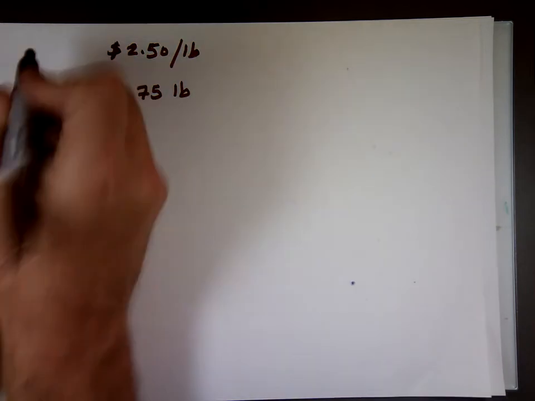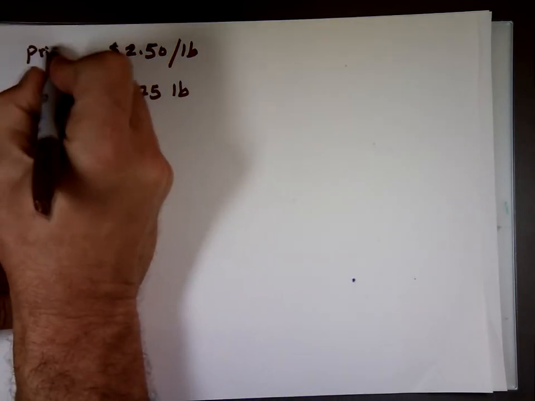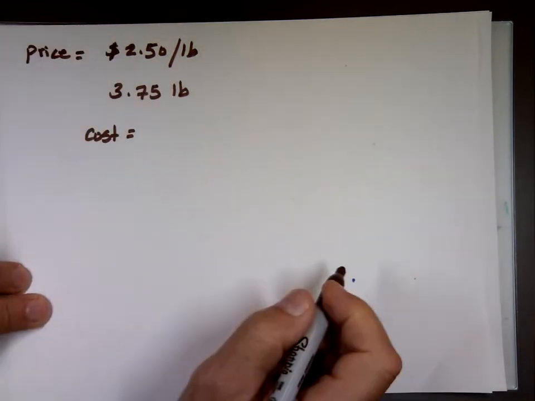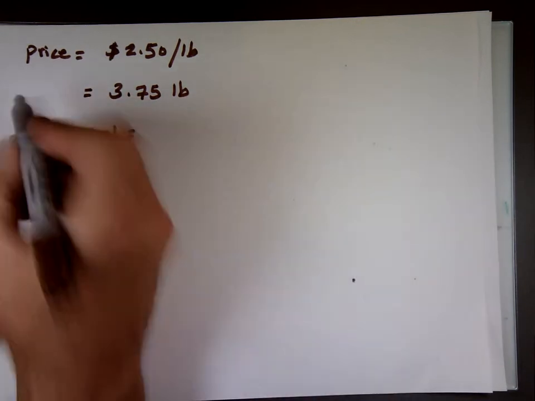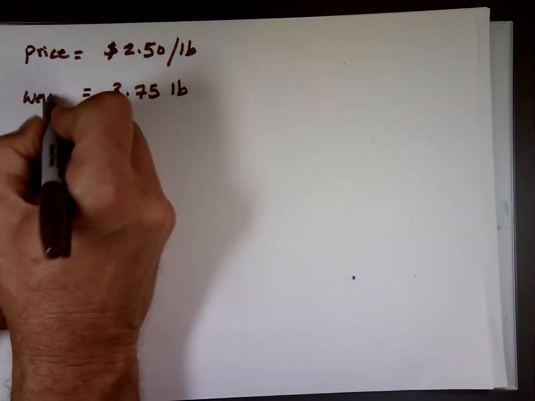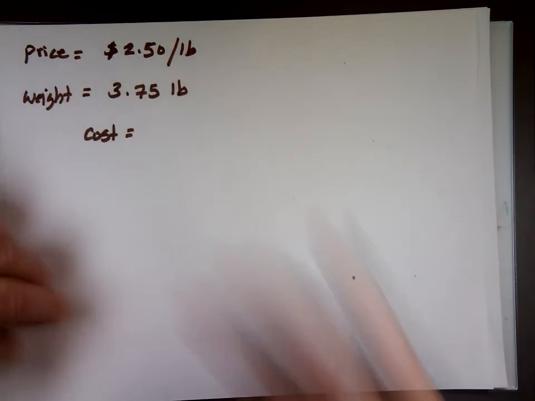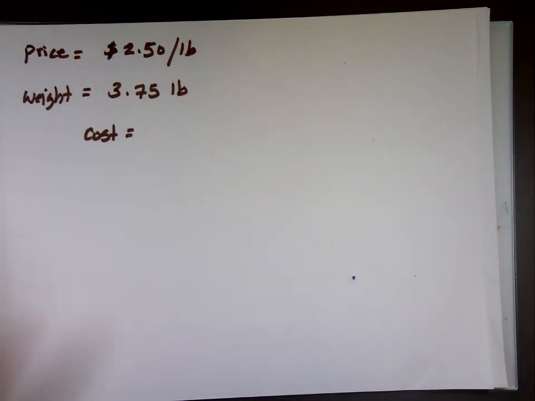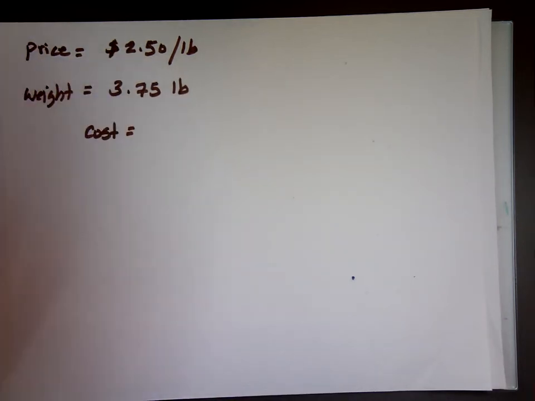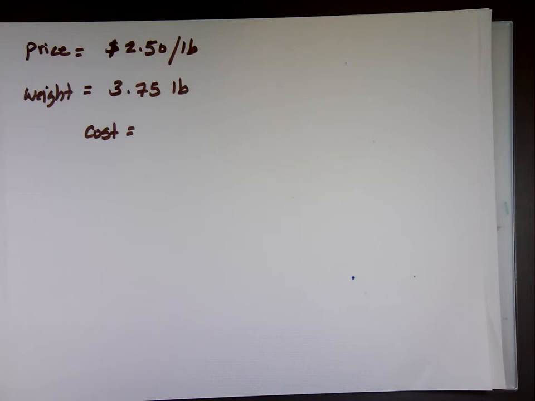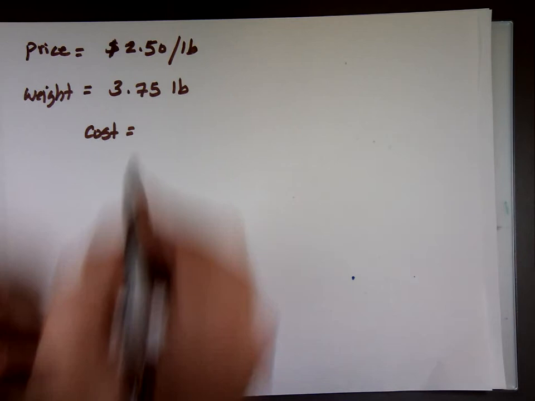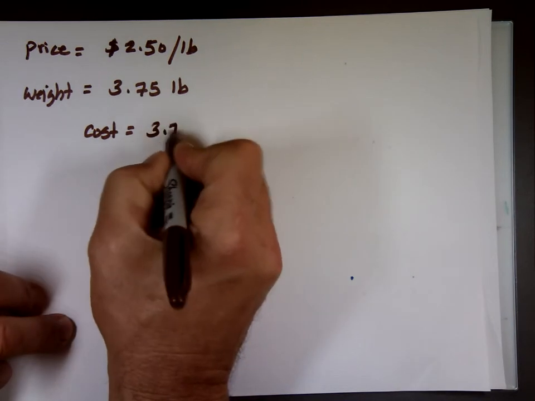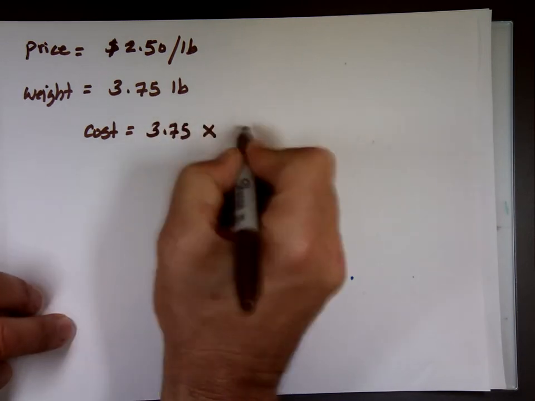So this is the price. And this is what? The weight. When I put them on the scale, that was the weight. This is the price per pound, and that's the weight in pounds. So to find how much it's going to cost you, what do you do? You multiply these numbers. What is 3.75 times 2.5?